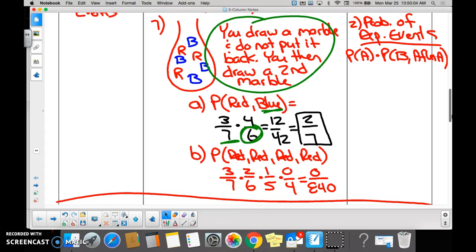Again, probability of independent and dependent events would be opposite one another. Independent events, no impact, basically theoretical probability. Dependent events, there is an impact, still theoretical probability, but you've got to be very careful on that second or third or fourth draw, or second or third or fourth event. Questions?